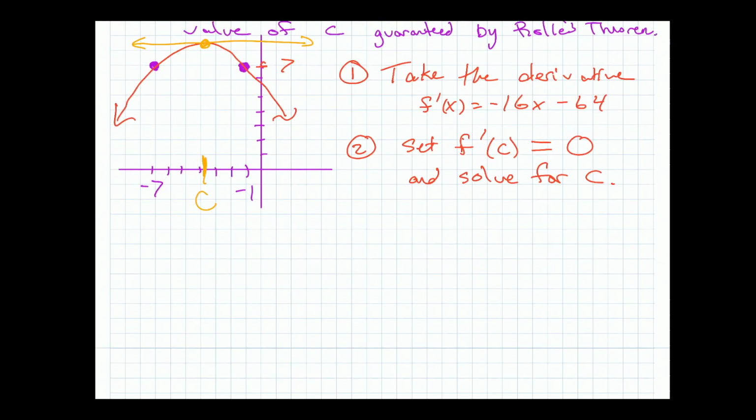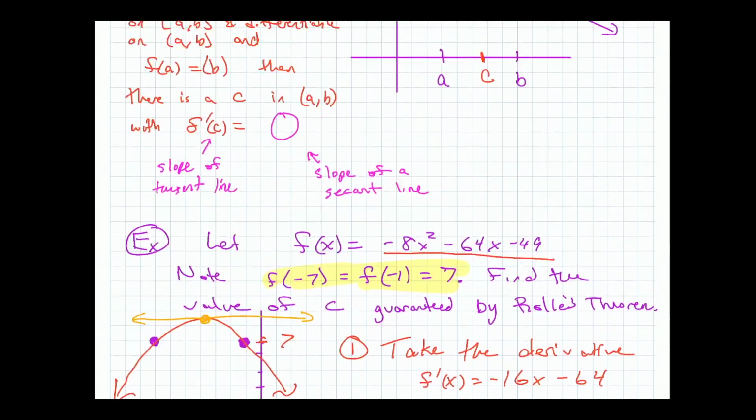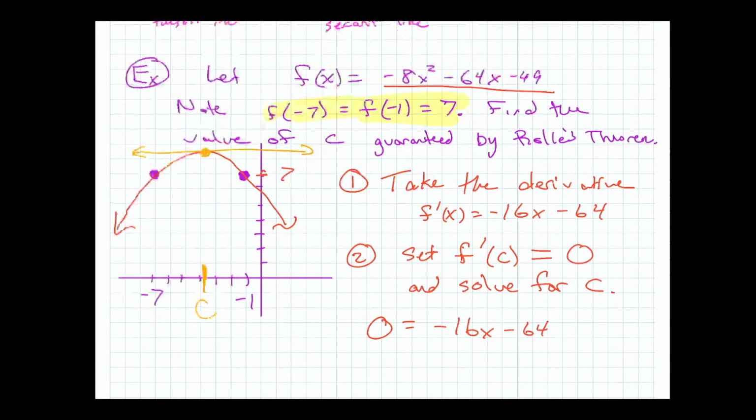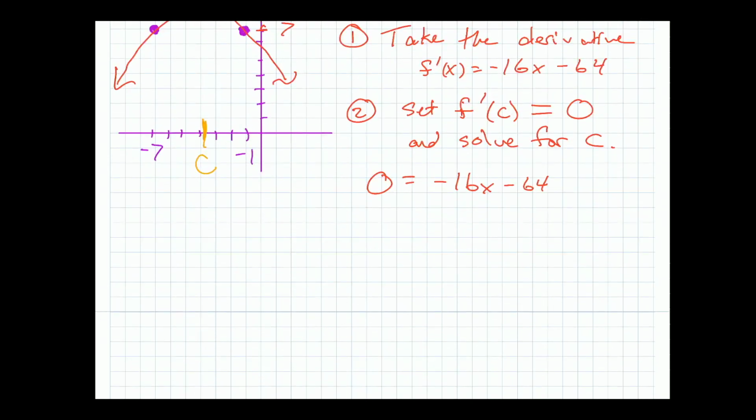And that's it. So you just go 0 equals negative 16x minus 64, because that's all this is saying here. It's just saying set f prime c equal to 0, and what we're going to find is supposed to be a number in between a and b. So we're just going to check that we find this c and that it's in between negative 7 and negative 1. All right, so you move the 64 over. Divide both sides by negative 16. You get x is negative 4.